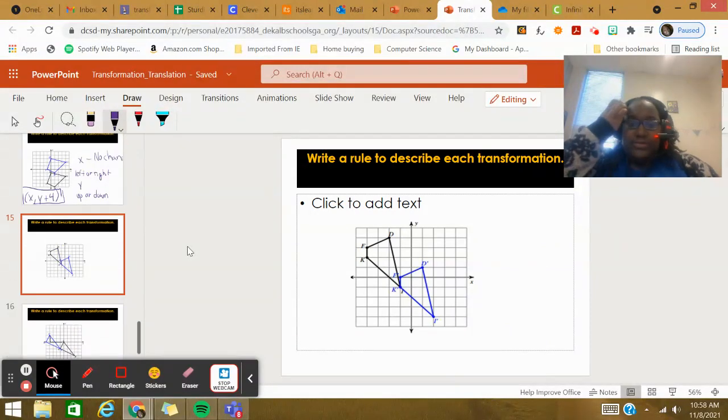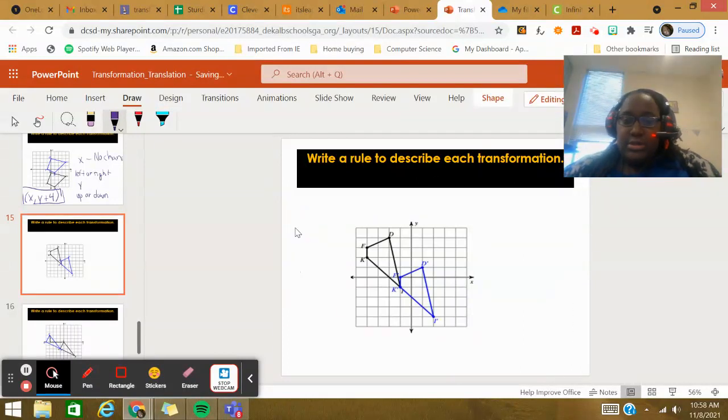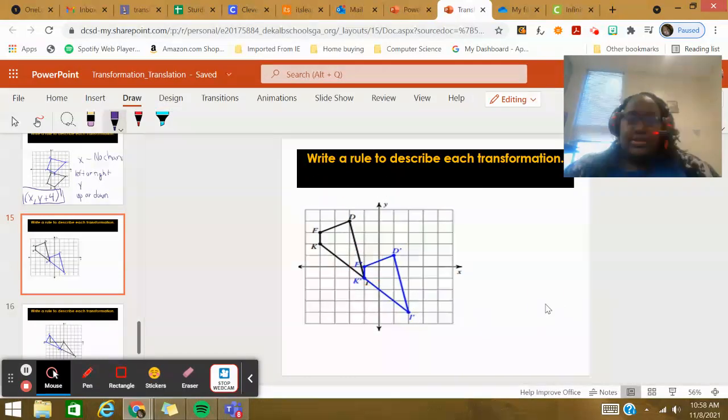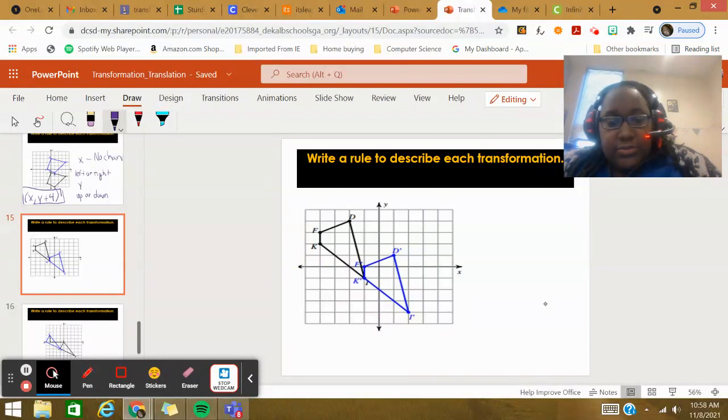I'm going to go ahead and do this next one. They want us to, again, describe the rule. I'm going to blow this up a little bit. Makes it look easier to see. All right. So from F to F prime, we went 1, 2, 3 units to the right. And let's go down. 1, 2, 3 units down.